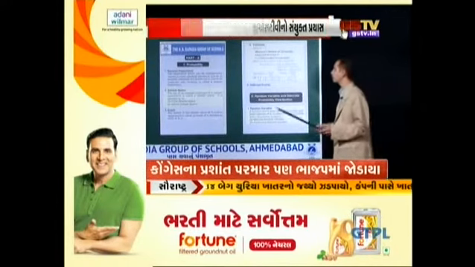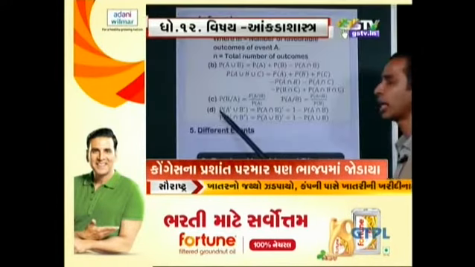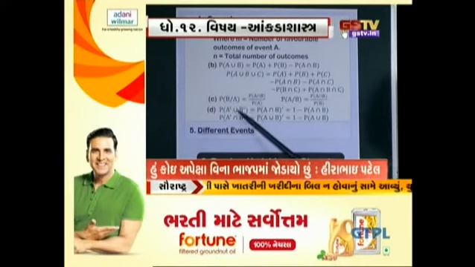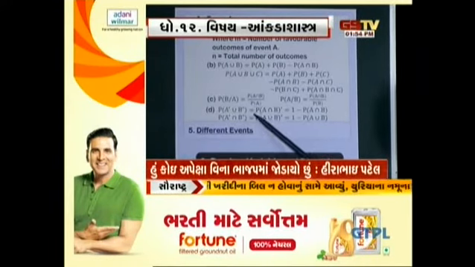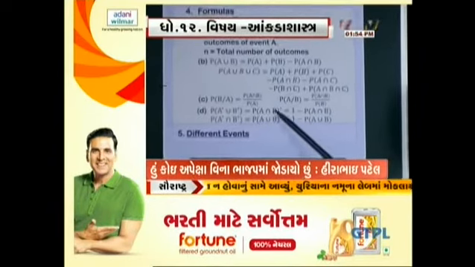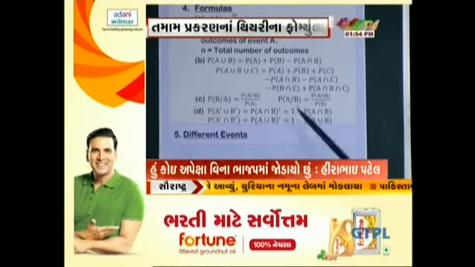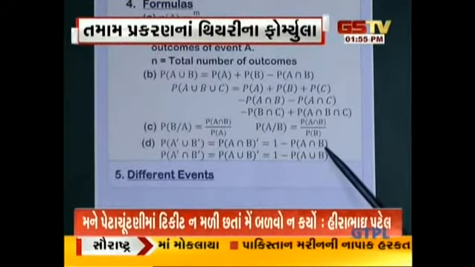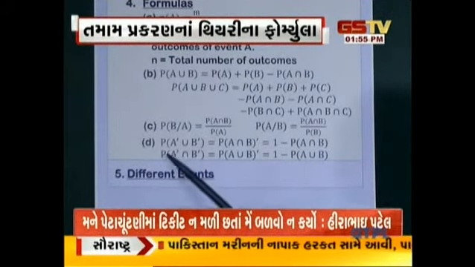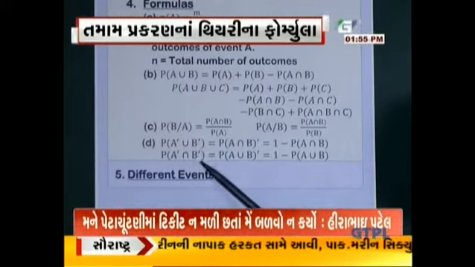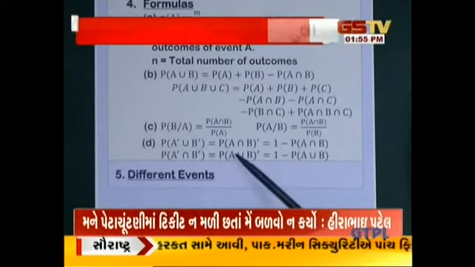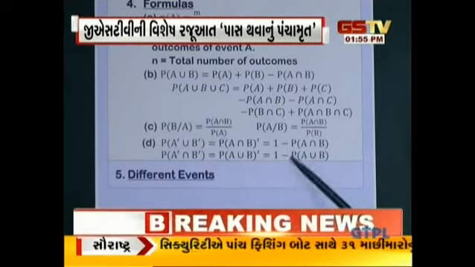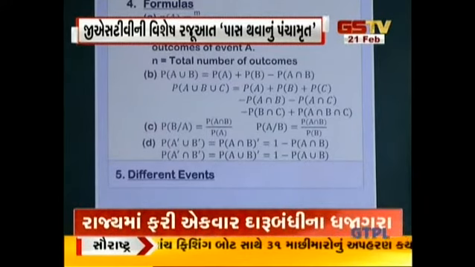Now there are some other formulas of probability which are useful in short sums. P of A dash union B dash is equal to P of A intersect B whole dash, which is equal to 1 minus P of A intersect B. Second, P of A dash intersect B dash is equal to P of A union B whole dash, which is equal to 1 minus P of A union B.